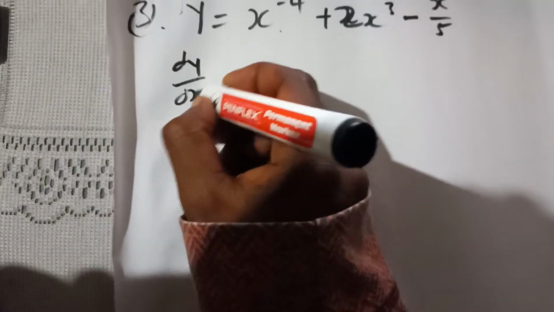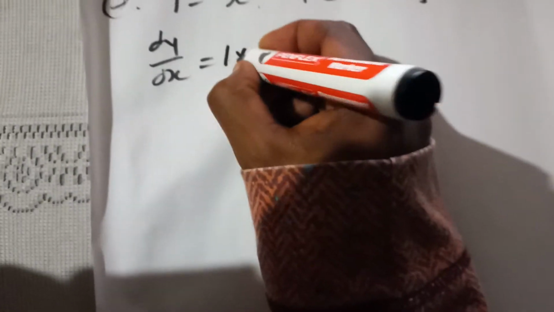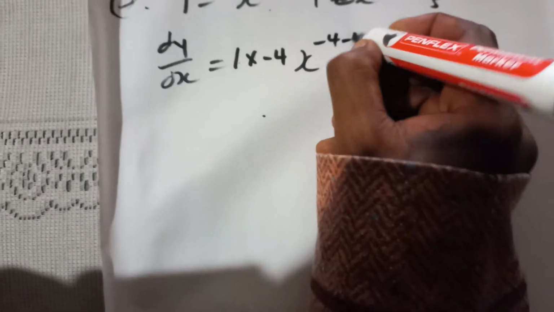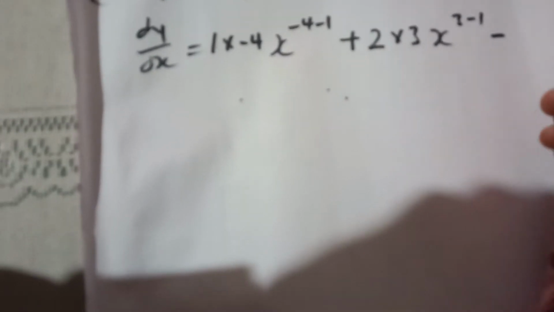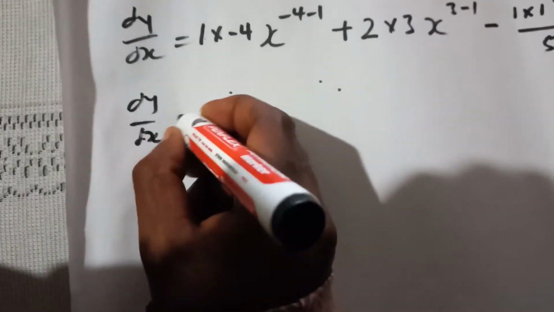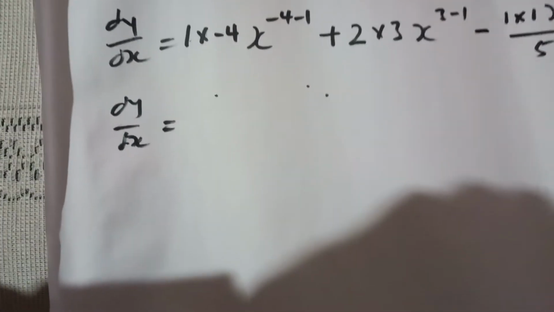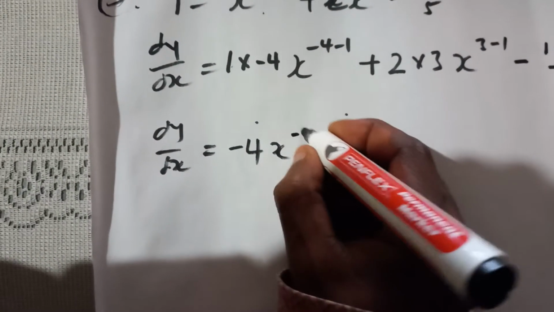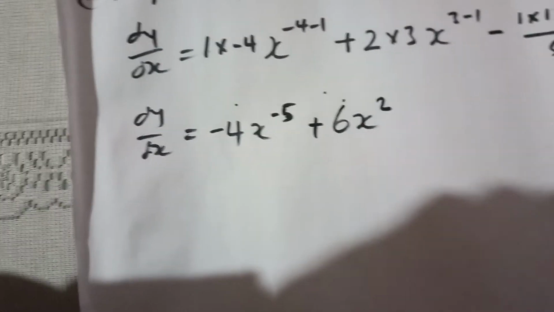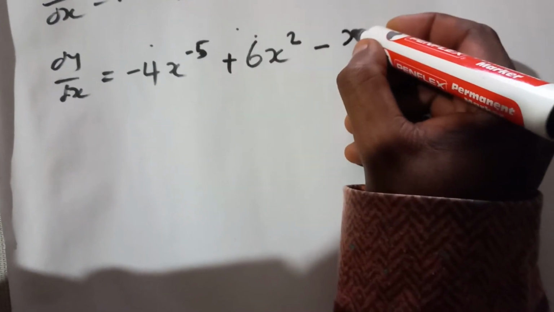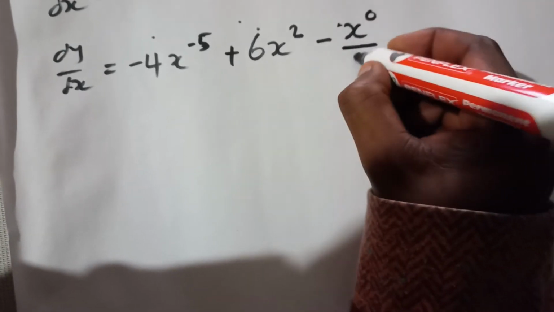So dy over dx equals, this is going to be 1 multiplied by negative 4 x to the power of negative 4 minus 1, plus 2 multiplied by 3 x multiplied by x to the power of 3 minus 1, minus 1 multiplied by 1 x to the power of 1 minus 1, over 5. dy over dx equals, this is negative 4 x to the power of negative 5 plus 6x squared minus 1x to the power of 0 over 5.